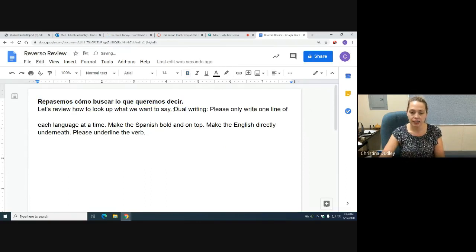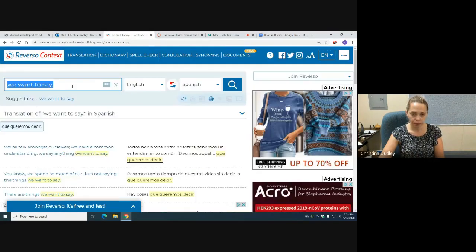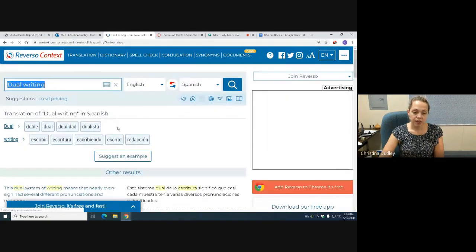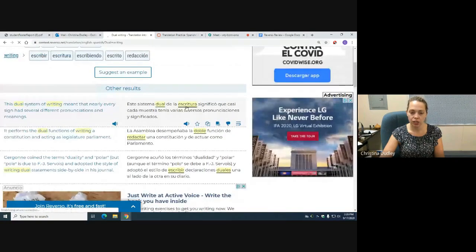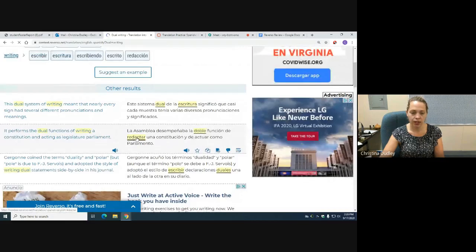Okay, next we have dual writing. So let's look up that. So dual writing, I go back to Reverso. Dual writing, and let's see what it gives us. It's giving me some words here, no machine translation. Okay, so I have to do a little research here. So dual, I want to look up dual. So let me click on the words it gave me. Actually, I look down here. Dual system of writing, dual escritura, doble, redactar.